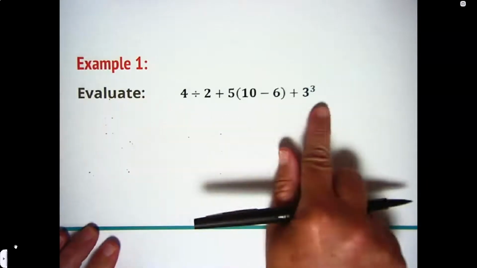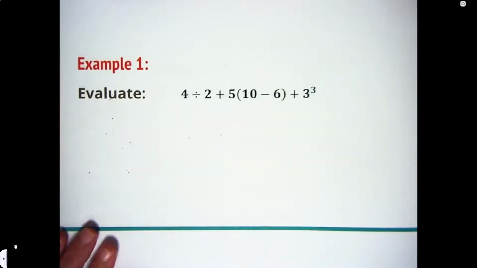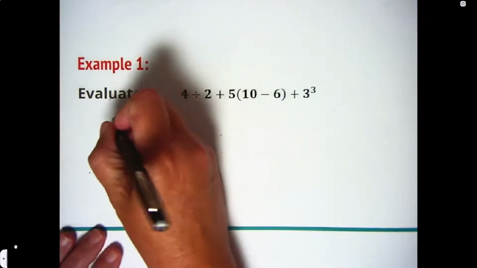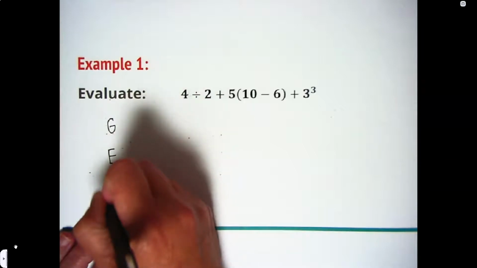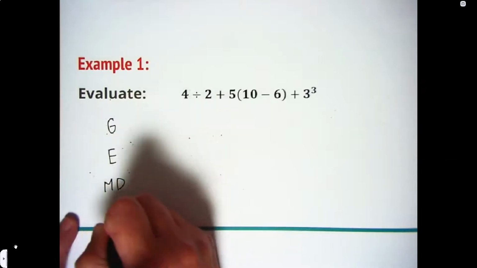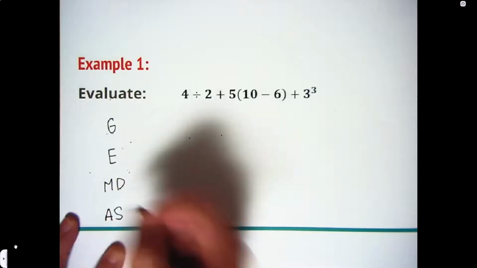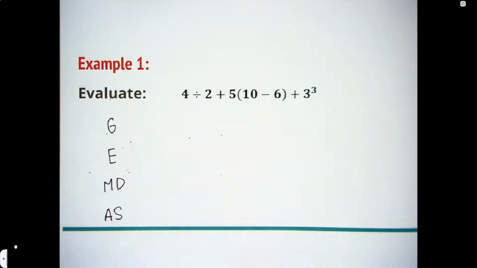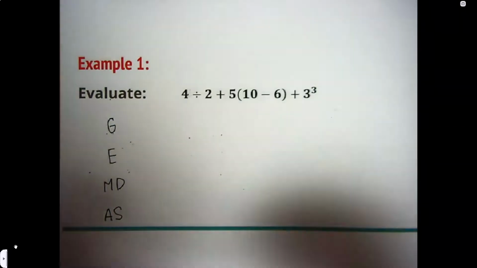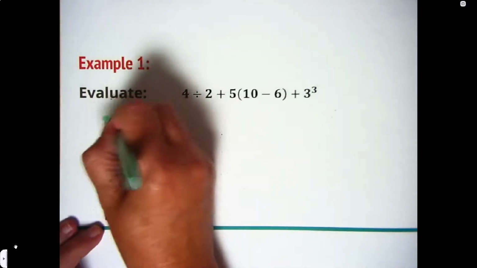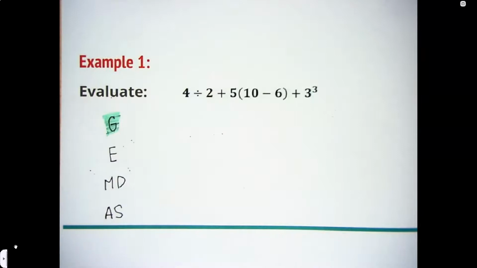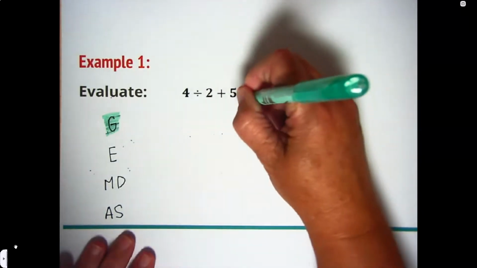We're going to find the value of this expression, and it contains everything that we've just talked about. So to illustrate what I'm doing, I'm going to write my little pyramid, GEMDAS, so I can refer to that as we go through this problem. First thing we're going to do is examine the problem in front of us and see if it contains any grouping symbols. And I notice that it does.